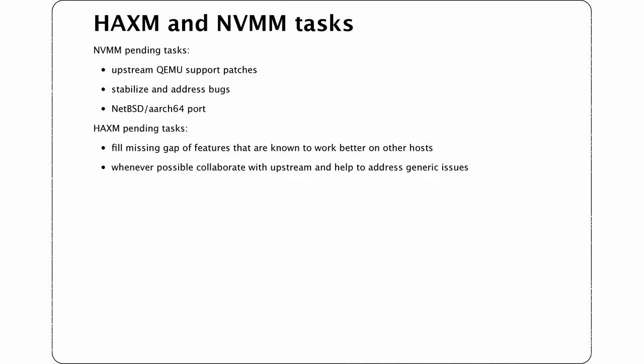From HAXM and NVMM tasks, I want the HAXM project to finish the process of filling missing gaps or features that I know work better on other hosts like Linux than on NetBSD. There are still some needs that are not so well supported on NetBSD as host, and whenever we hit trending bugs, we keep collaborating with upstream, with Intel people and community people, to help improve support. The NVMM project in general needs to mature a bit, and we would like to see more support.